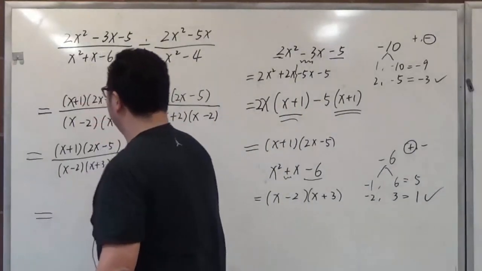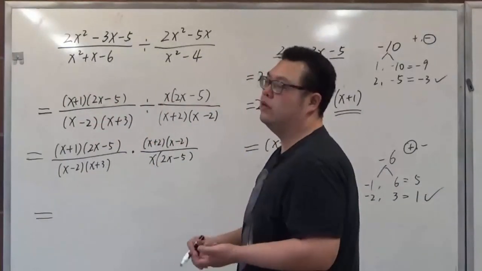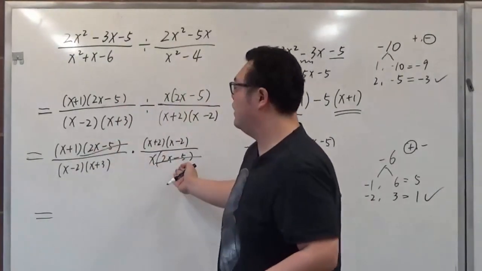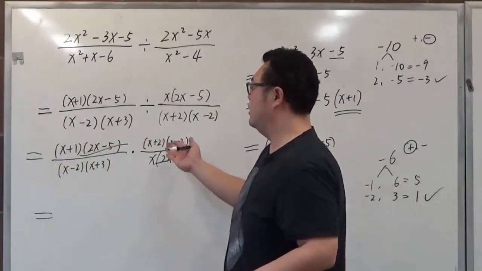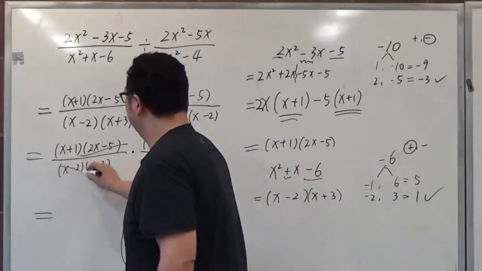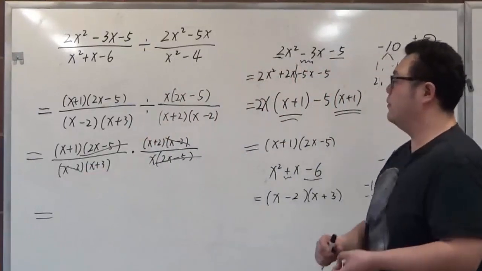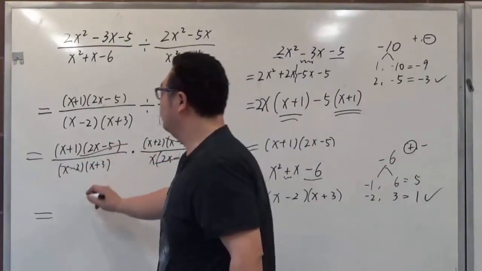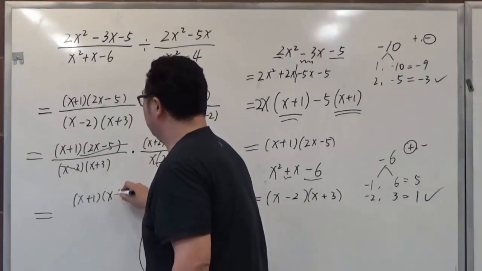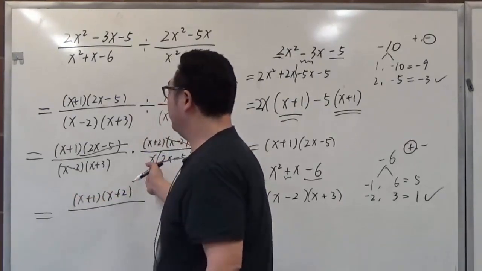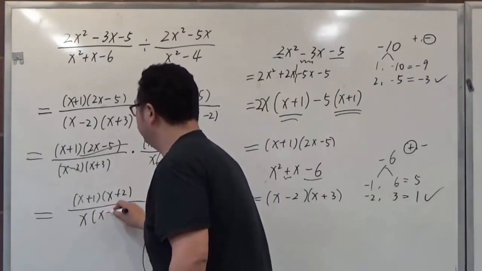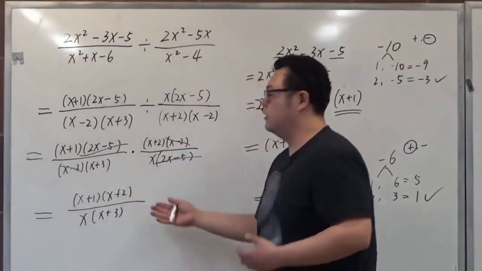Therefore, whenever a factor in the numerator matches one in the denominator, we're able to reduce it or simply cross it out. As we see, 2x minus 5 and 2x minus 5 match, and also x minus 2 matches. Nothing else can be reduced. Therefore, we have x plus 1 on the numerator times x plus 2 on the numerator. Also, we have x alone on the denominator as well as x plus 3 on the denominator. So that will be our final answer.